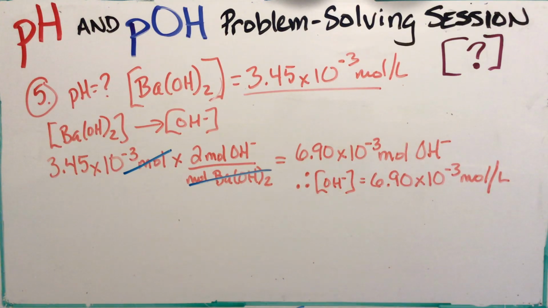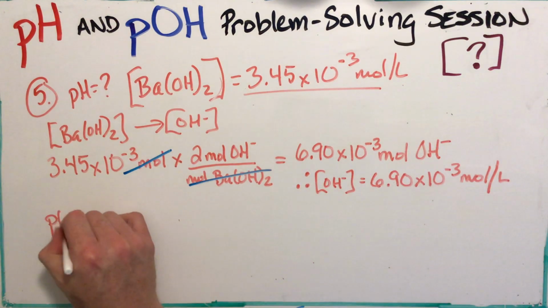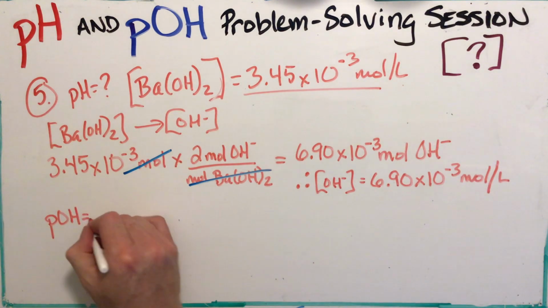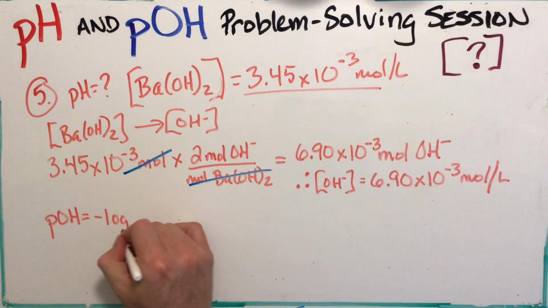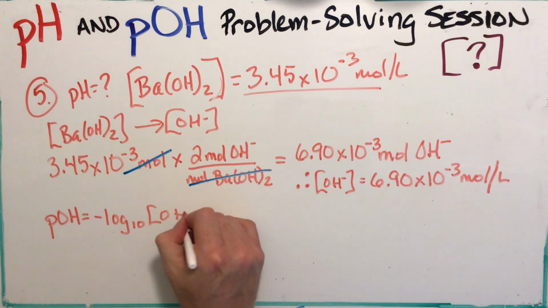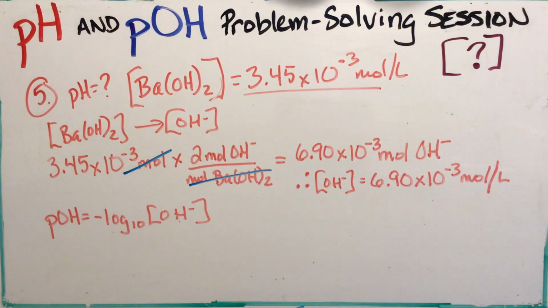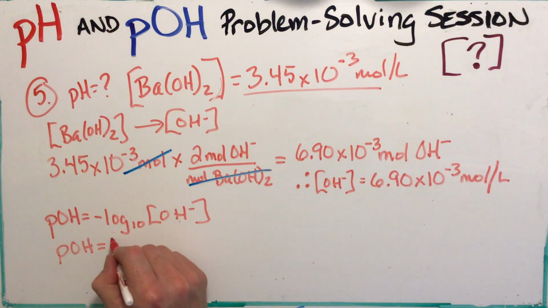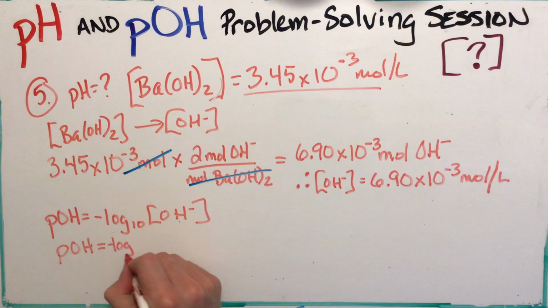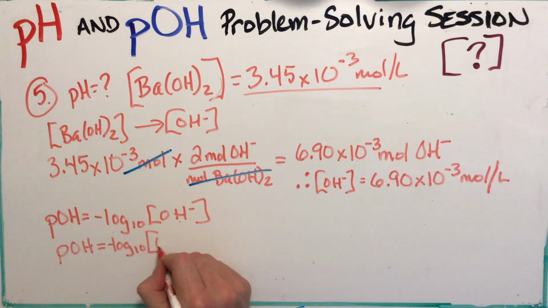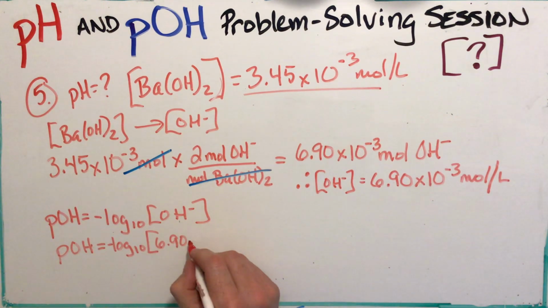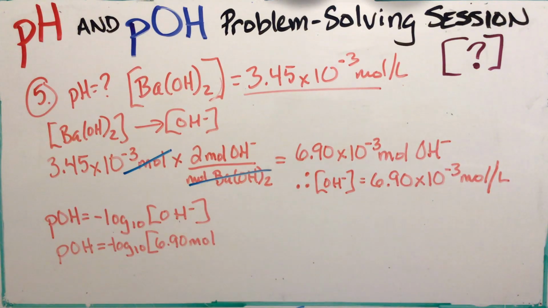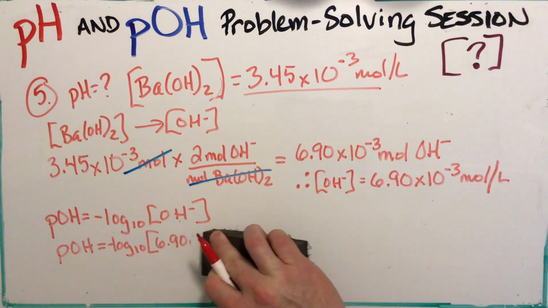Now I have OH. So now I can do the second step. I take this value and I put it into my pOH formula, which is this. And then I work it out. I pop in the value for the concentration that I just figured out. Oh, don't forget my scientific notation.